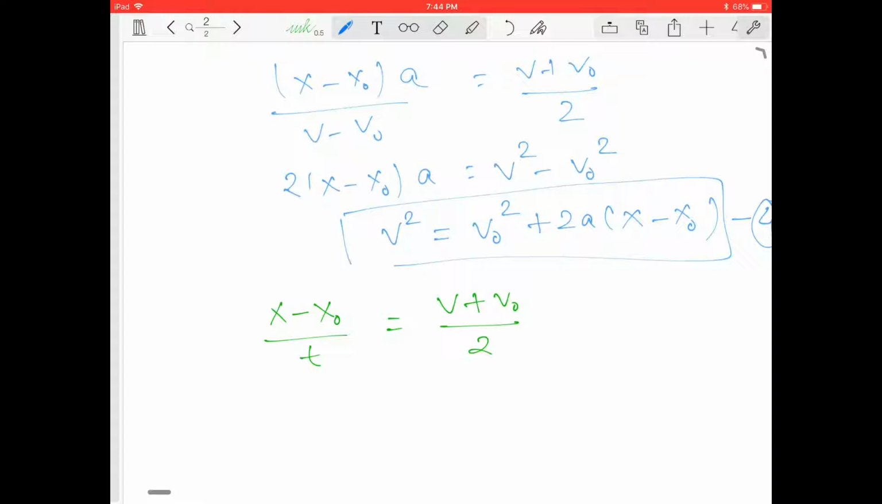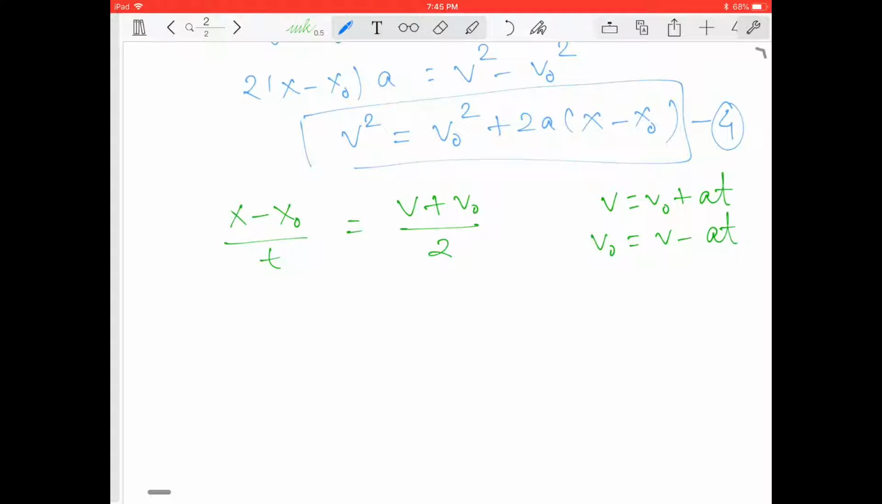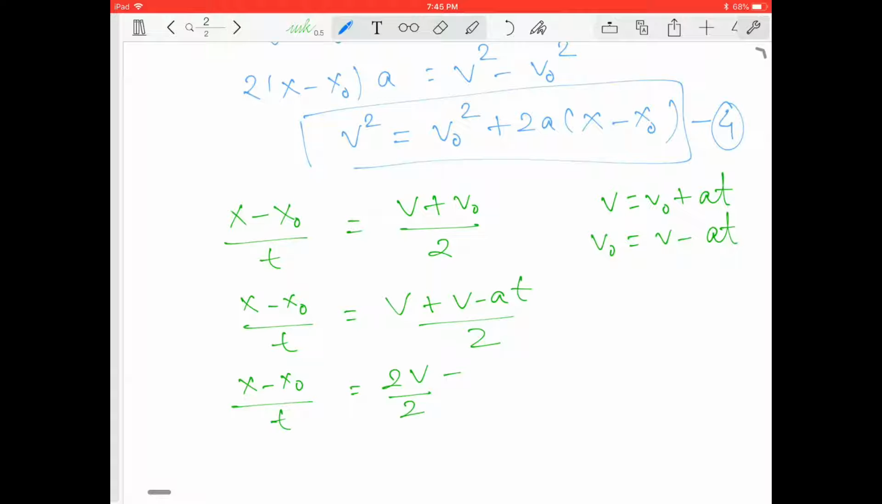From that part, v equals v initial plus at. So I'm going to write this in terms of v initial. V initial equals v minus at. If I take this, x minus x initial divided by t equals v plus v minus at divided by 2. So x minus x initial divided by t equals 2v minus at divided by 2. The 2 cancels out here. So x minus x initial equals vt minus 1/2 at squared.